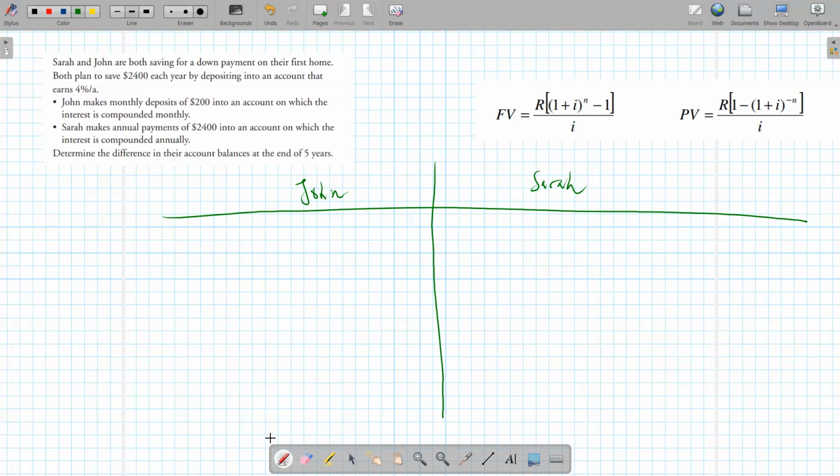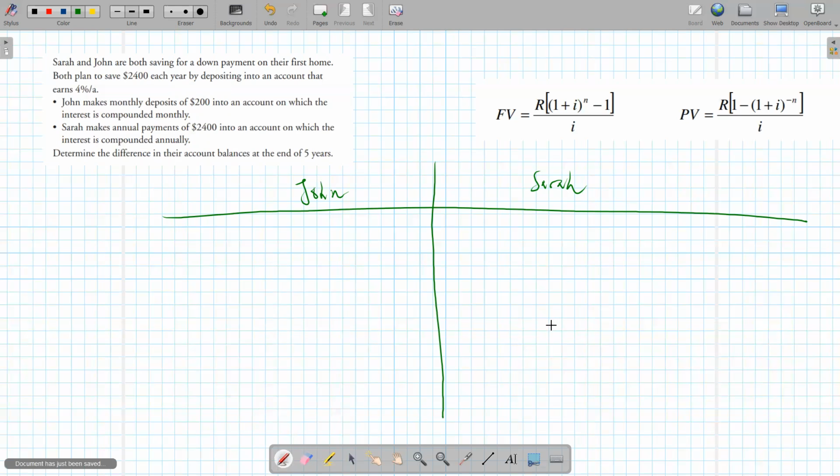The second person. Sarah's going to win, you think? Yes. She's not going to win it. Let me tell you why. Because they are both depositing 2,400, okay? Because 200 every month is 2,400 in a year. But John's is compounded monthly. The more number of compounding periods, the higher the interest.